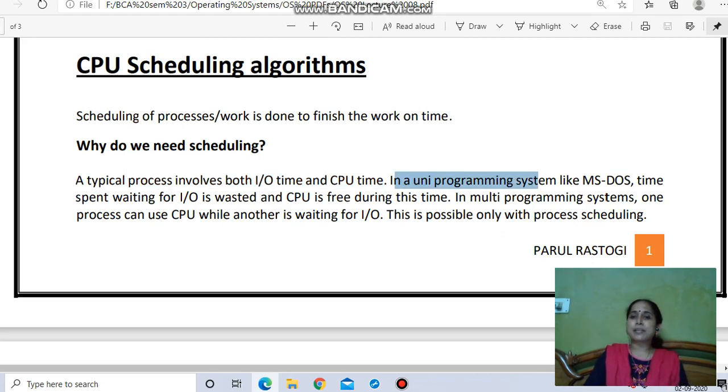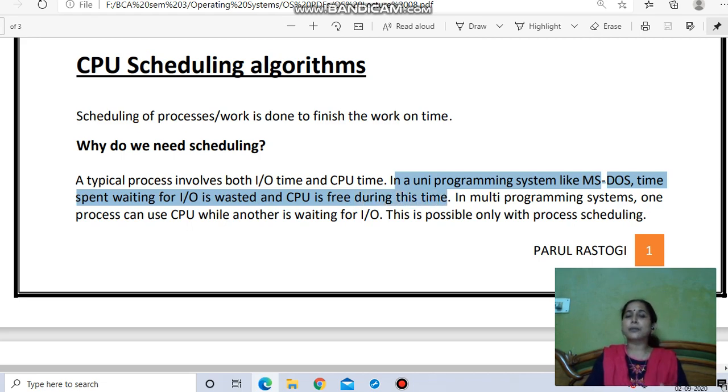So in uni-programming systems like MS-DOS, time spent waiting for input-output is wasted and the CPU is free during this time. अगर हम यूनी प्रोग्रामिंग या यूनी सिंगल टास्किंग सिस्टम्स की बात करें तो MS-DOS उसका सबसे क्लासिक एग्जाम्पल है, जहाँ पर अगर कोई सिस्टम इनपुट आउटपुट के लिए वेट कर रहा है, डिवाइस क्यू में लगा हुआ है, तो फॉर दैट टाइम द CPU इज़ आइडल एंड CPU को कोई दूसरा प्रोसेस अलॉट नहीं होगा. So that time of CPU is being wasted out there.